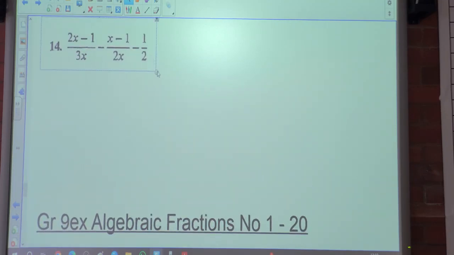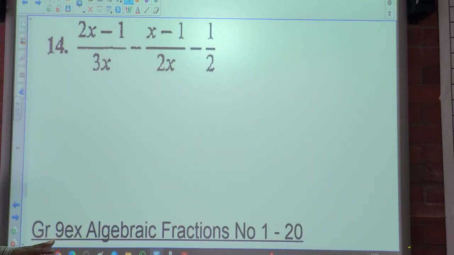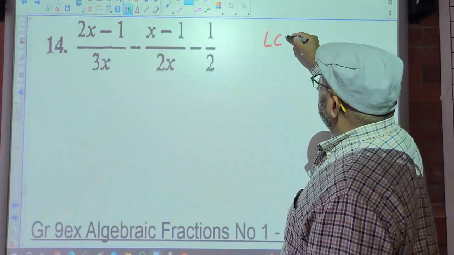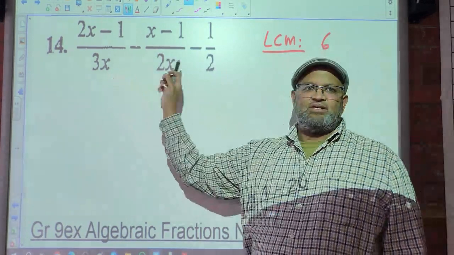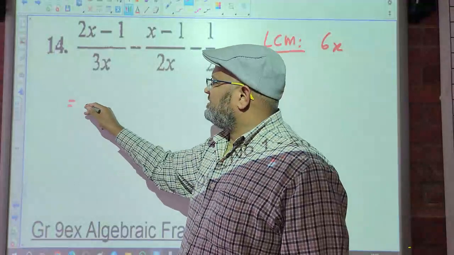Rule number 14, here we're adding and subtracting fractions. Earlier on we were looking at multiplying and dividing. Now we're going to look at addition and subtraction of algebraic fractions. People, what do we do here? Here we do something different. We find an LCM. What's my LCM here? 6, and of the variables, x. So what I do is I write everything over 1.